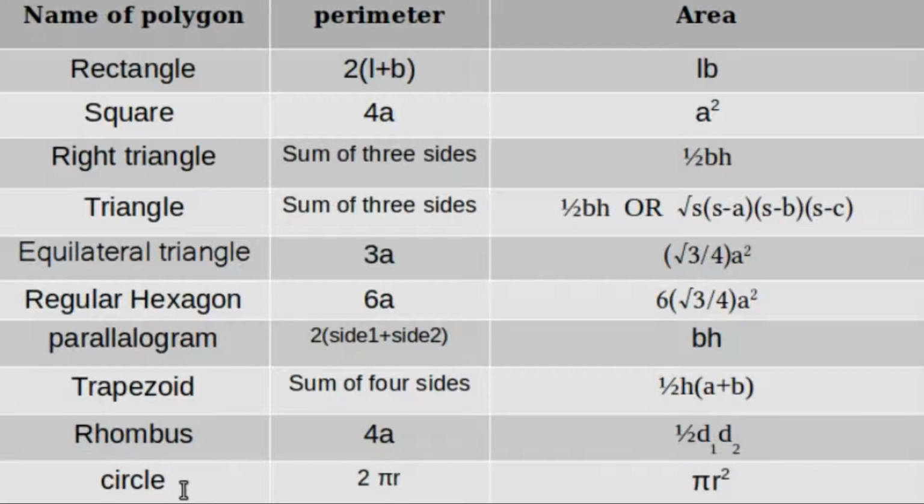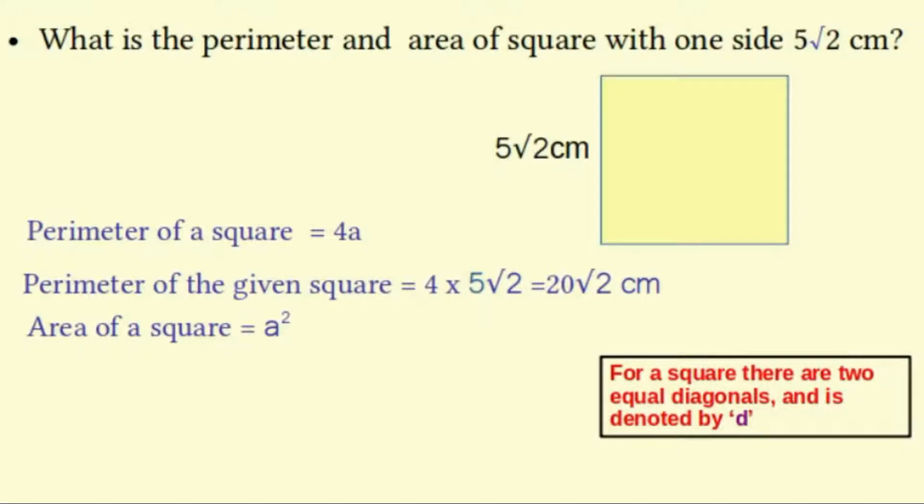Then circle, perimeter is 2 pi r and area is pi r square, where r is the radius of the circle. What is the value of pi? We can take it as 22 by 7 or 3.14. Now let us see more examples.